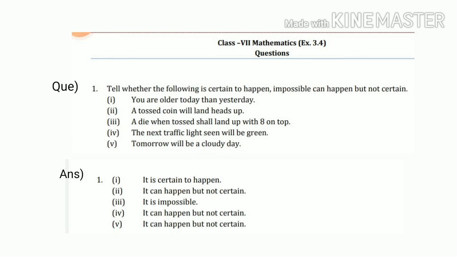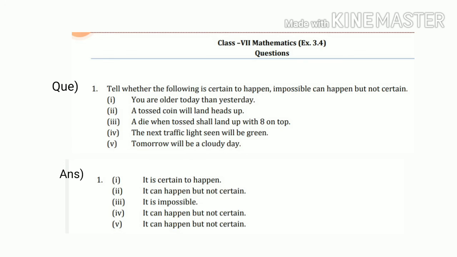So let me begin with the first question. Tell whether the following is certain to happen, impossible, or can happen but not certain. So look at the last option, can happen but not certain. So this is the third option, which is a bit confusing. Not certain means not sure. Okay, so let's begin with the first one.